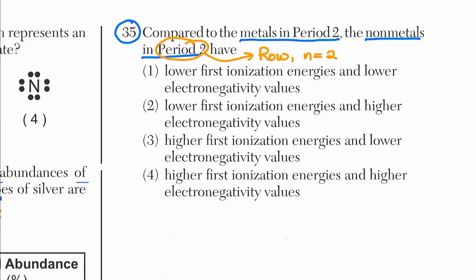Now, what elements do we have? Let's draw those, and write that down here. In the second row, we have lithium, we have beryllium. Don't be a boron. Then we've got carbon, then we've got nitrogen, then we've got oxygen, then we've got fluorine, and then we've got neon.